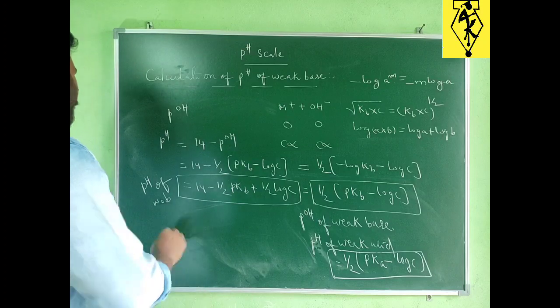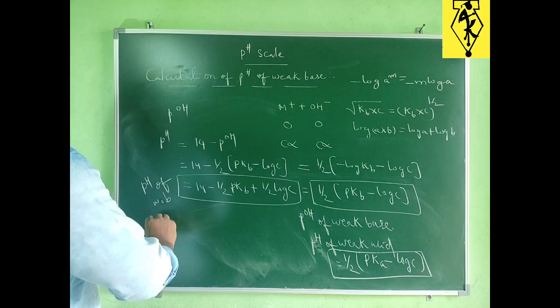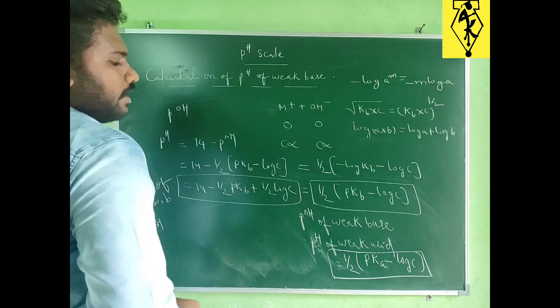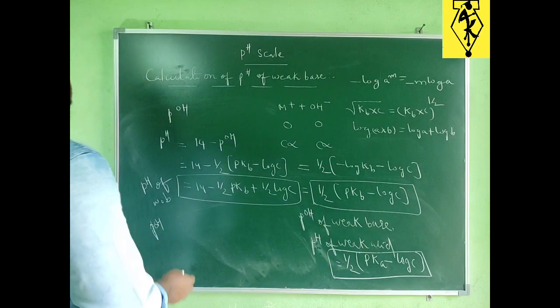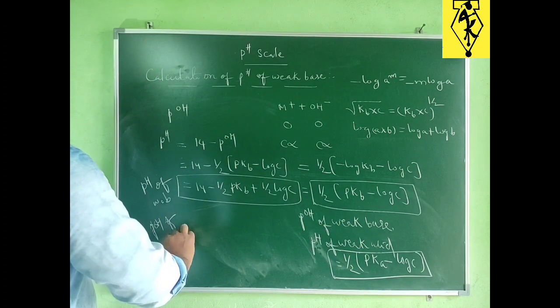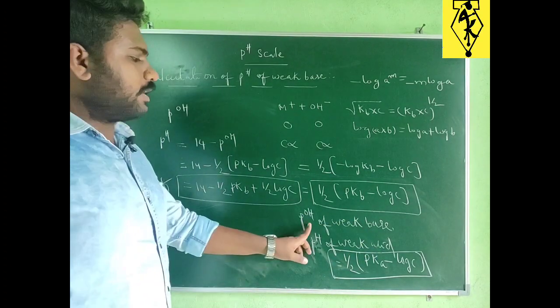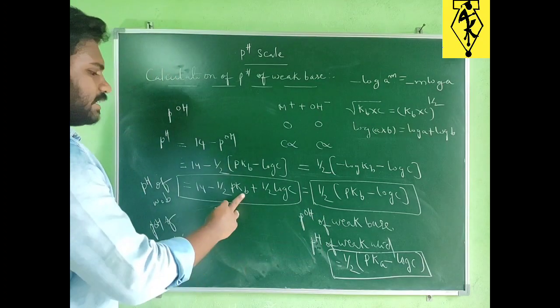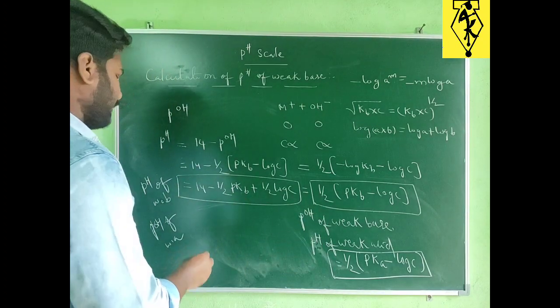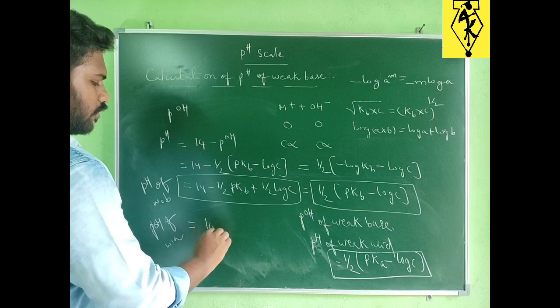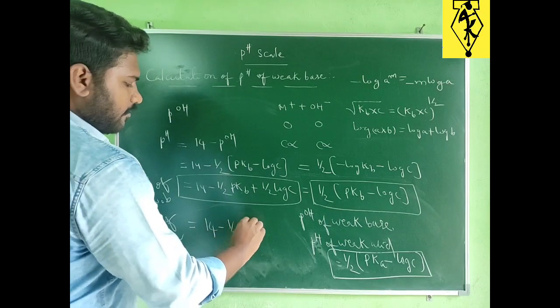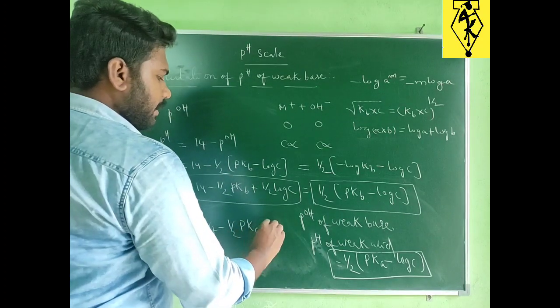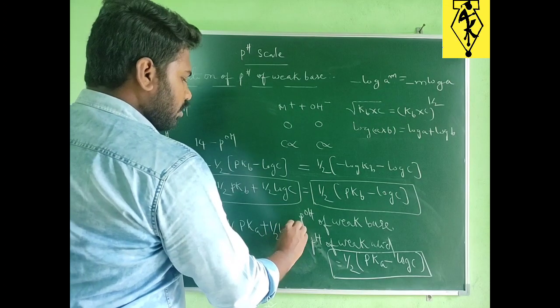Next, if you want to calculate pOH of weak acid, similar thing, we just replace this pKb term with pKa. That is equals to 14 minus half pKa plus half log C.